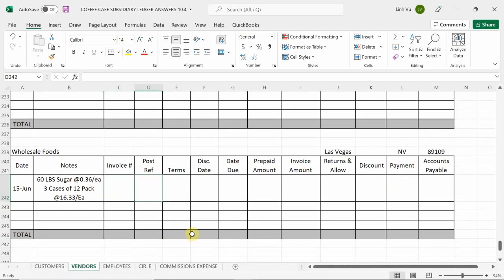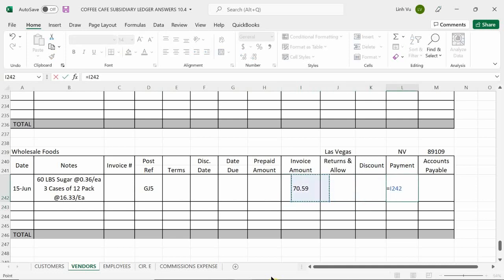And then you put post reference for General Journal 5. And then you put an invoice amount of $70.59. And then a payment of $70.59. And then with the accounts payable equation of invoice amount minus prepaid, return allowance, discount, and payment, which is 0. Good.